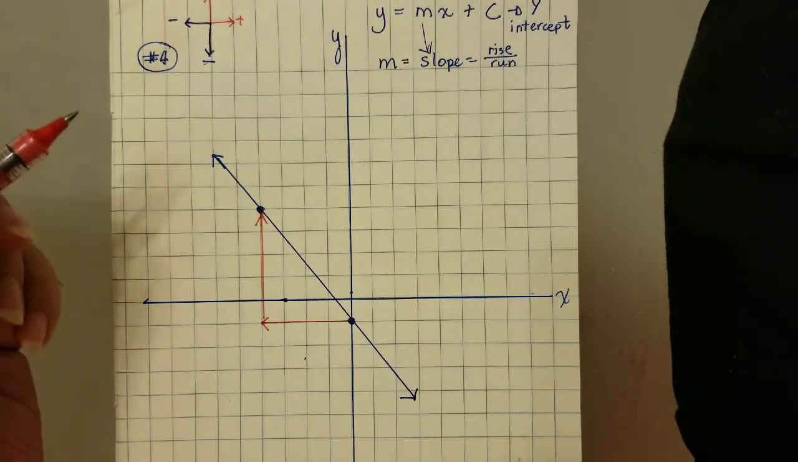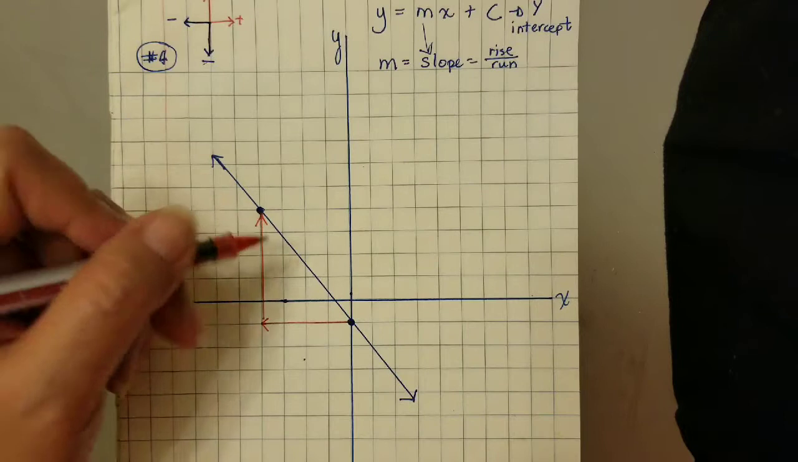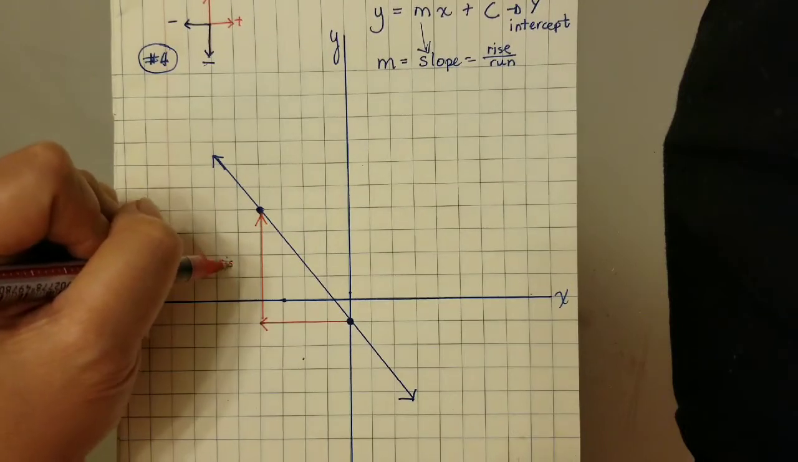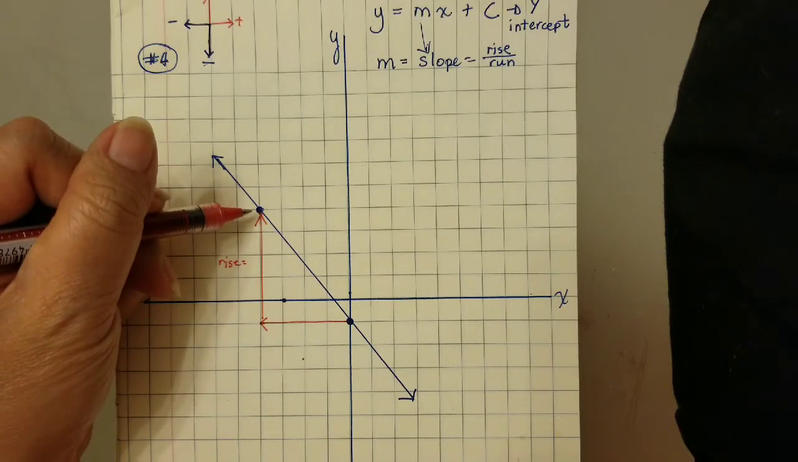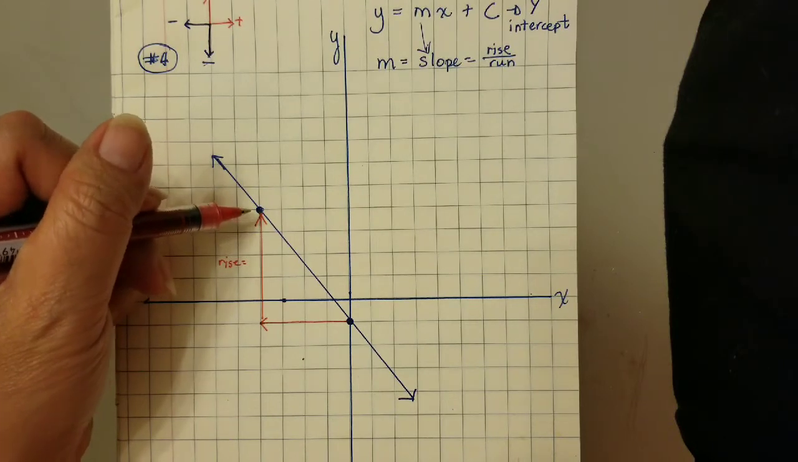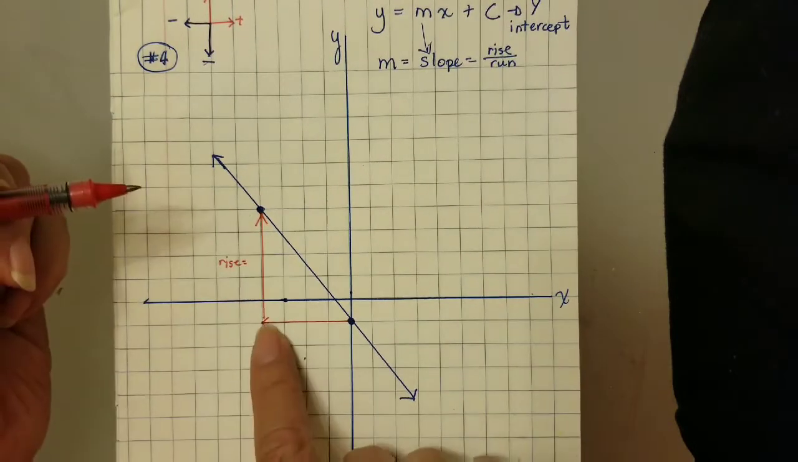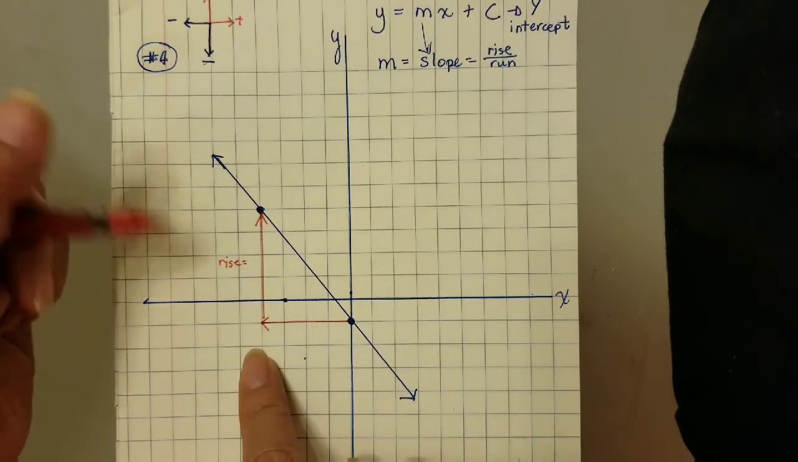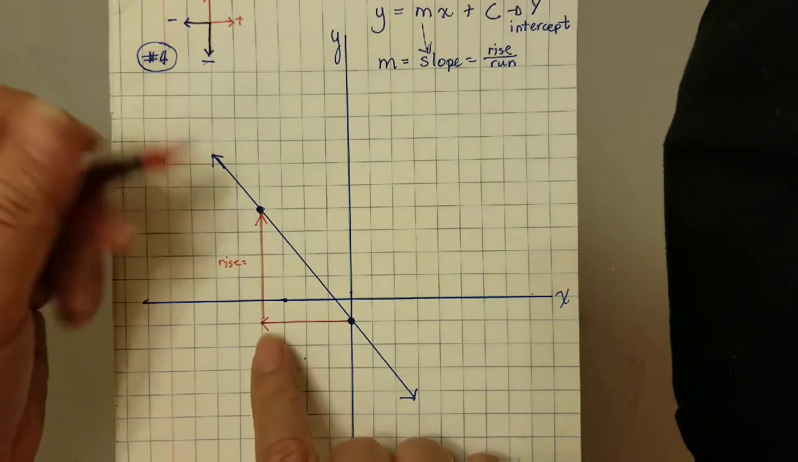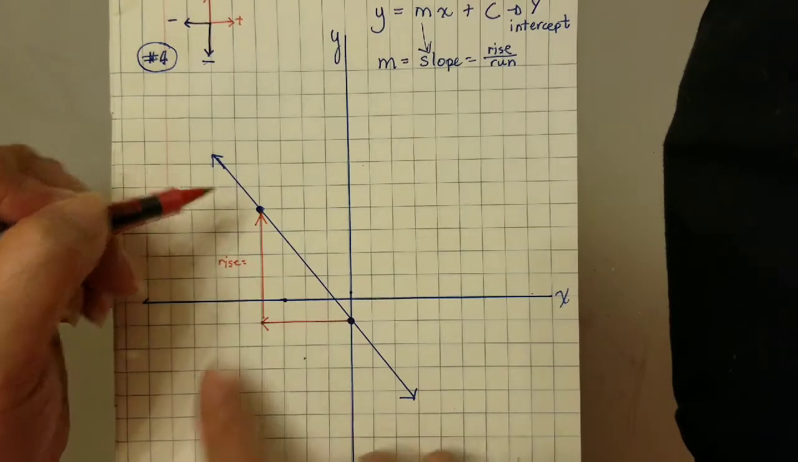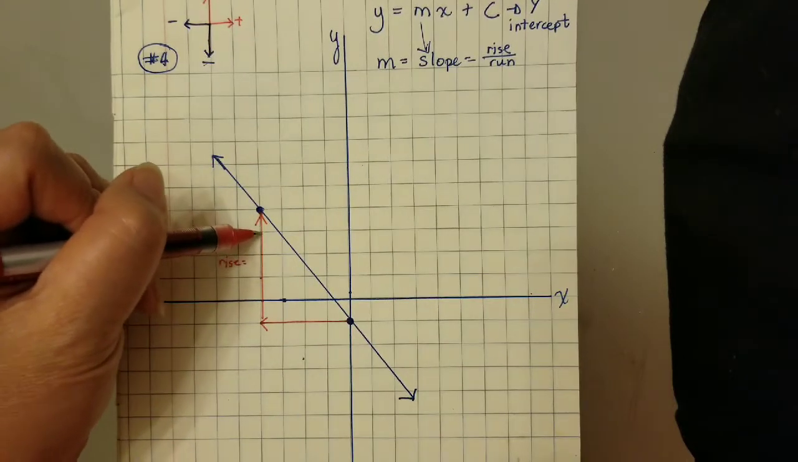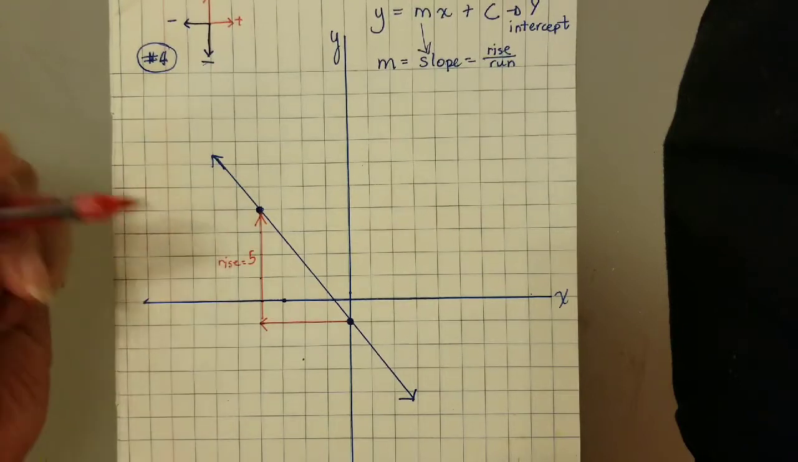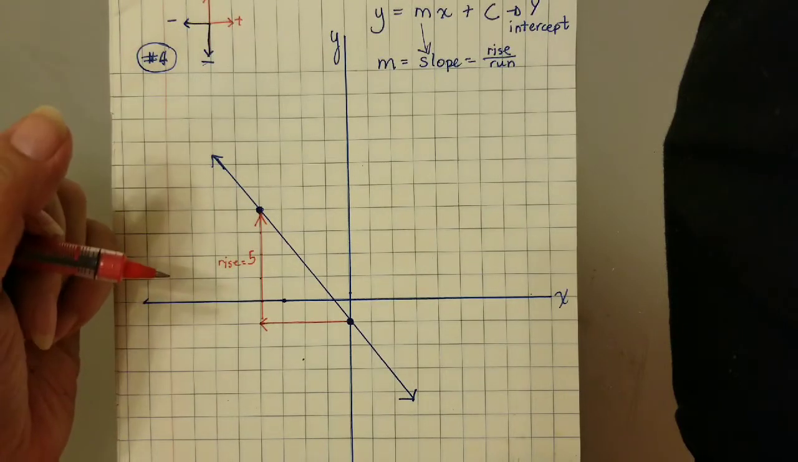So what will be our rise? This is the rise, okay? And it's going up. Therefore, even if it started in a negative quadrant, because this is negative and negative, it doesn't matter. It's still going up. So your rise is 1, 2, 3, 4, 5 units up, okay?